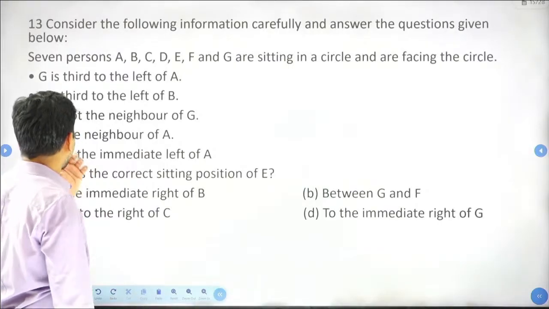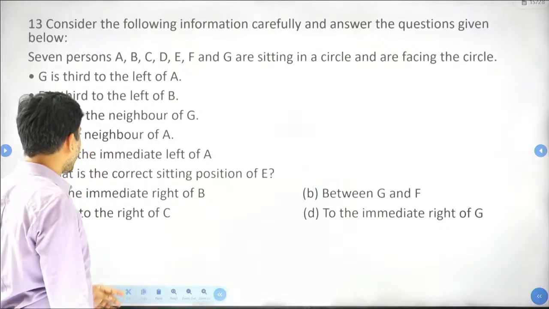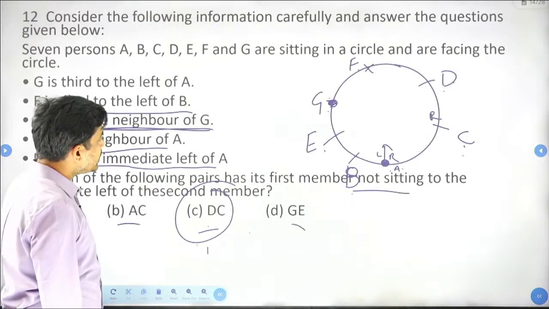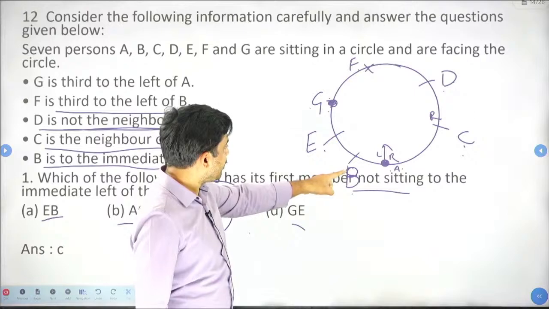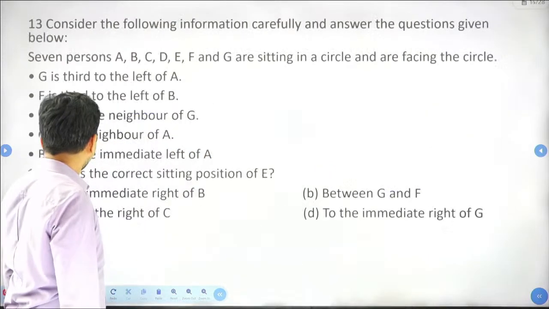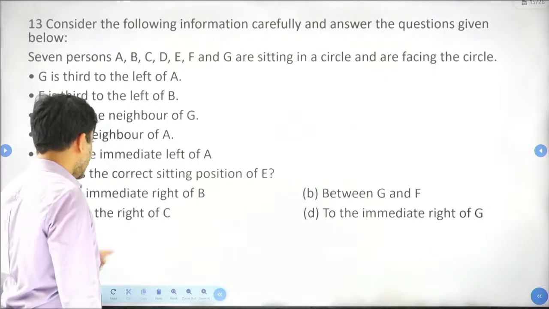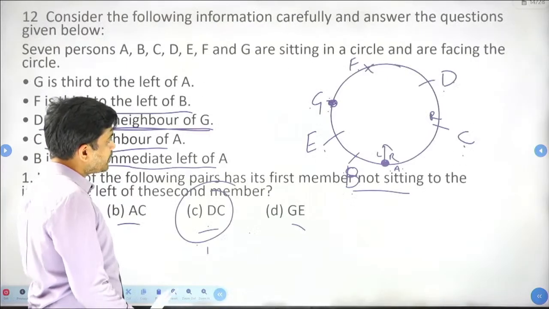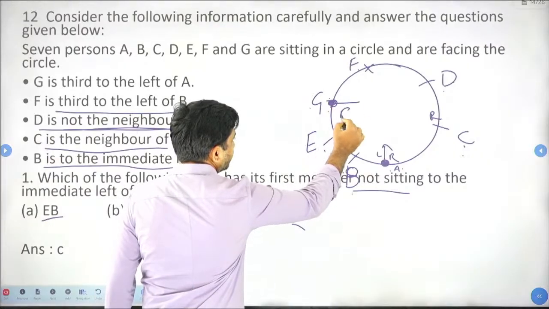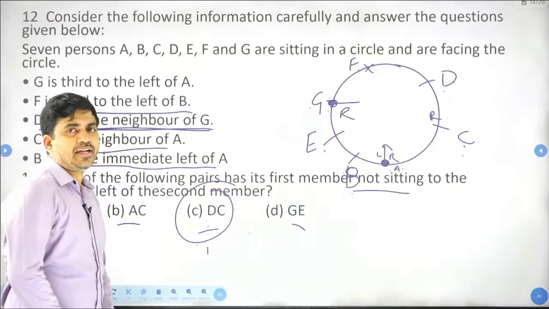Same question. Next one. What is the correct sitting position of E? Where is E? E is in between G and B, right? We'll see. Immediate right side of G. Immediate right side of G means option D. So this is right side. So option D is the right answer.